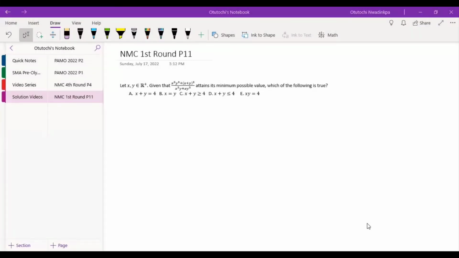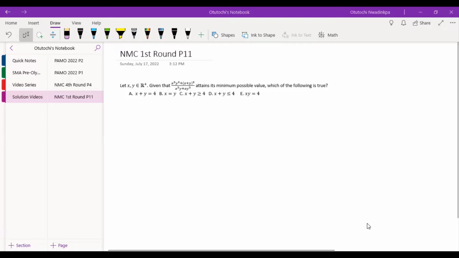So this is Stoshi Caleb from Special Maths Academy, and in this video we'll be solving problem 11 from the NMC first round. That's for the senior mathematics. Here we are given two positive real numbers x and y, and we are told that (x squared y squared plus (x plus y) squared) all over (x squared y plus x y squared) attains its minimum possible value. I have to find out which of the options is true.